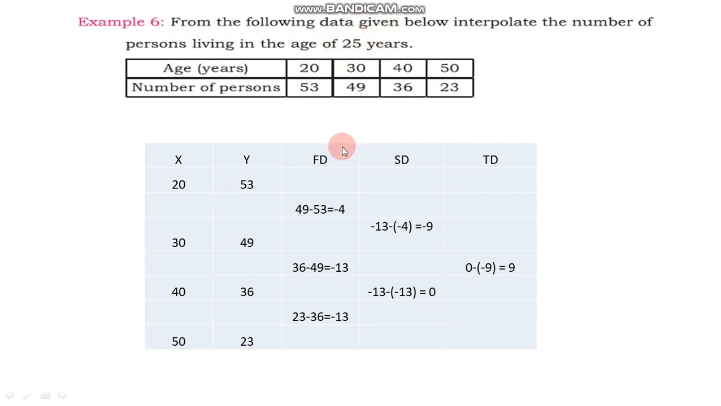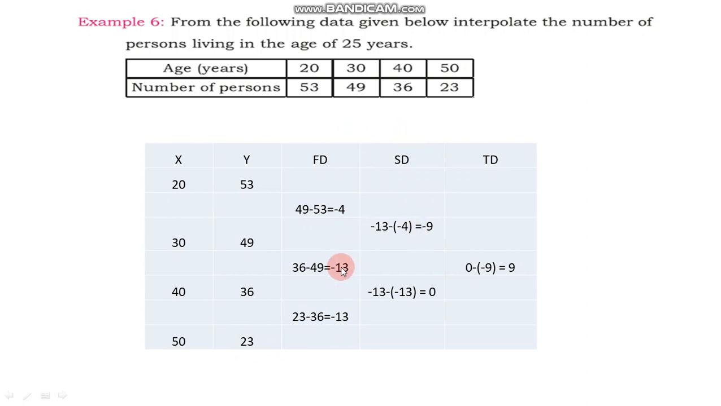Yes, definitely. After this, we'll go for the first leading difference table. You have to write the x column 20, after there is a gap, 30, there is a gap, 40, there is a gap, 50. Similarly, 53 corresponding to 49, 36, 23. First you have to go for the first difference table. 49 minus 53 will get minus 4, 36 minus 49 will get minus 13, 23 minus 36 will get minus 13. This is the first difference table.